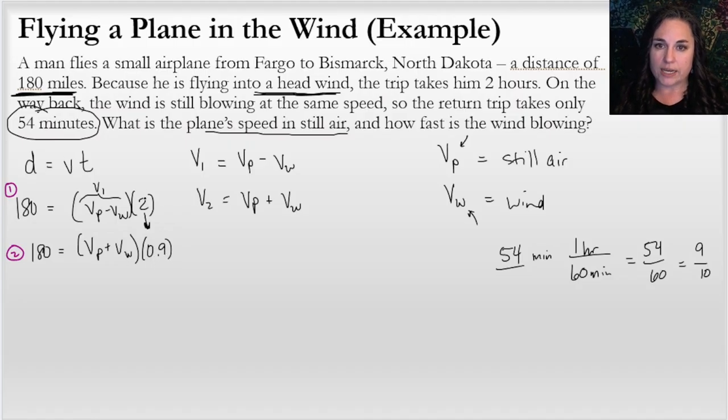So I have a rate times a time equals a distance. What I'm going to note is both of these equal 180. What I might do is multiply stuff out or do a substitution. There's a couple of ways you can move forward with the strategy. You can't just set these equal because you have 2 variables, so I do believe you'll have to multiply them out. 2 velocity of the plane minus 2 velocity of the wind equals 180, and 0.9 the velocity of the plane plus 0.9 velocity of the wind equals 180.